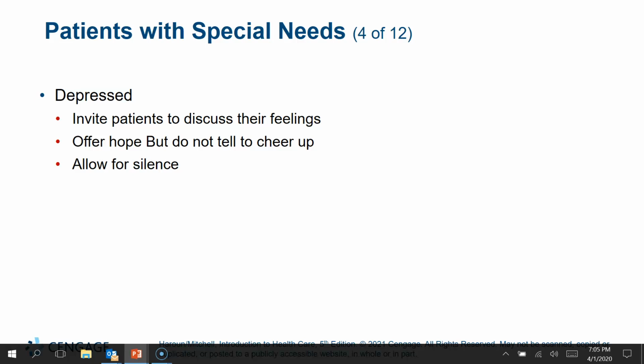If they're trying to talk and it really looks like they're thinking about sharing something, please be patient and allow for that silence, because that patient is thinking about disclosing information, and sometimes they need to build up the courage to do that.